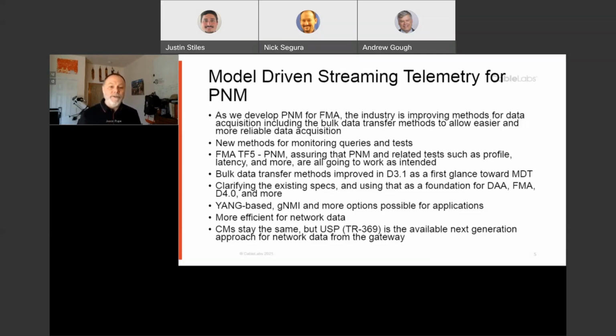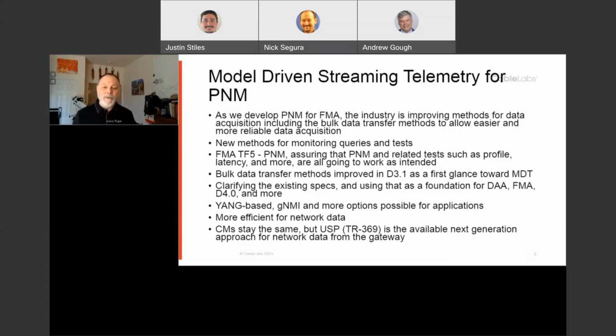In order for us to do, say, the FMA work, we established a Task Force 5 focused on PNM. And in looking at how we need to do FMA, we realized we needed to strengthen the foundation a little bit. A lot of the older spec texts were not aligned as clearly as we wanted. So we said, if we're going to do this, let's do it right. Let's put in the energy. Let's strengthen that foundation. So we did a lot of alignment.